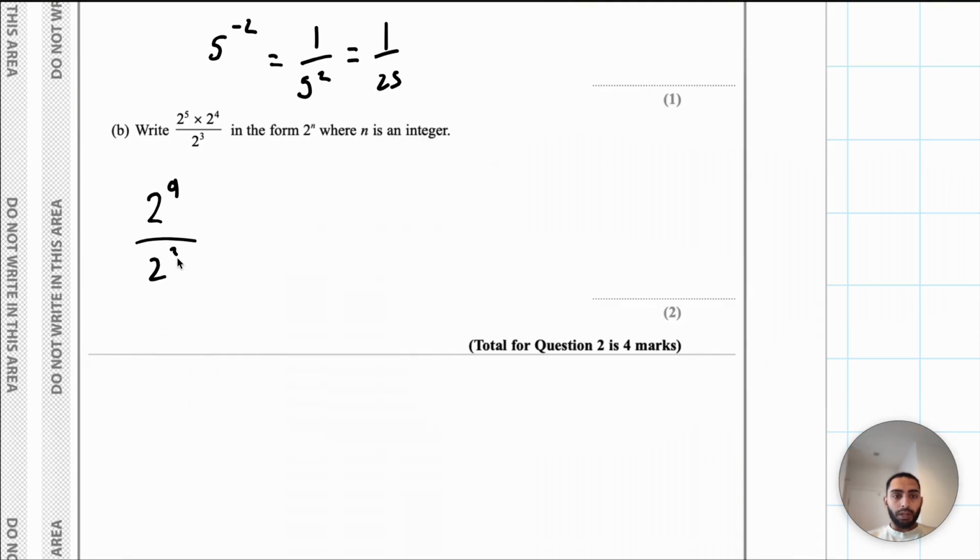Then it's being divided by 2 to the power of 3. You could write this out as 2 to the power of 9 divided by 2 to the power of 3, but you're just dividing in both cases. Whenever you're dividing and you have the same base, you just subtract the powers from each other. So 9 take away 3 would become 6, so it's 2 to the power of 6.